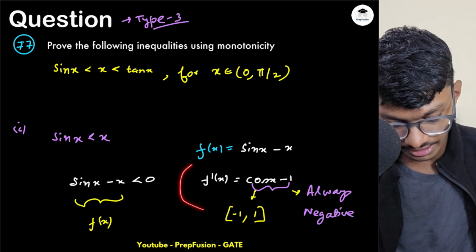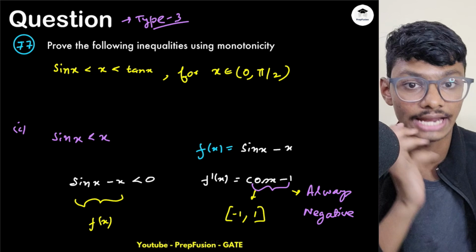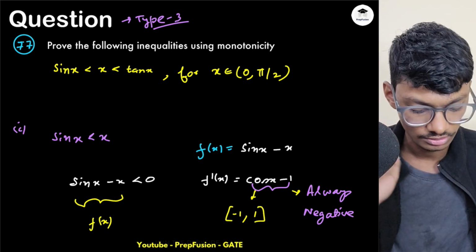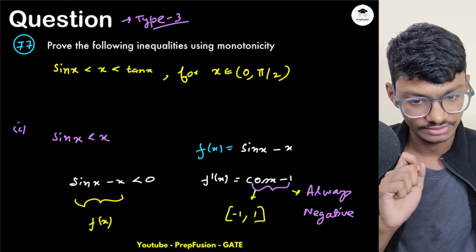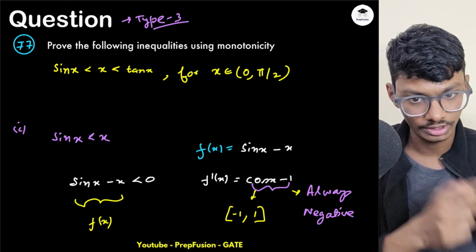So if my f dash of x is always negative, what does that mean? I'm doing the back calculation right now. If my derivative is always negative, that means it is always decreasing.